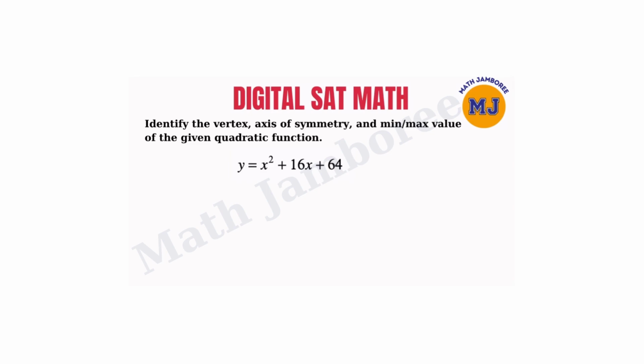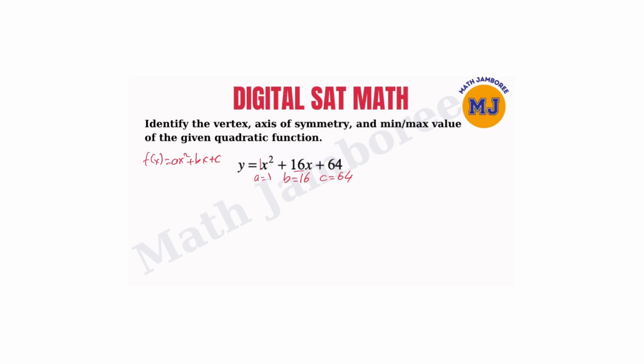Alright, let's start with the basics. A quadratic function is typically expressed in the form f of x equals ax squared plus bx plus c. So we need to determine these values to continue the rest of the question. A, in this given function, is 1. If there is no number in front of the x squared, it's always 1. And b is 16, the number in front of the x. And the c is 64.